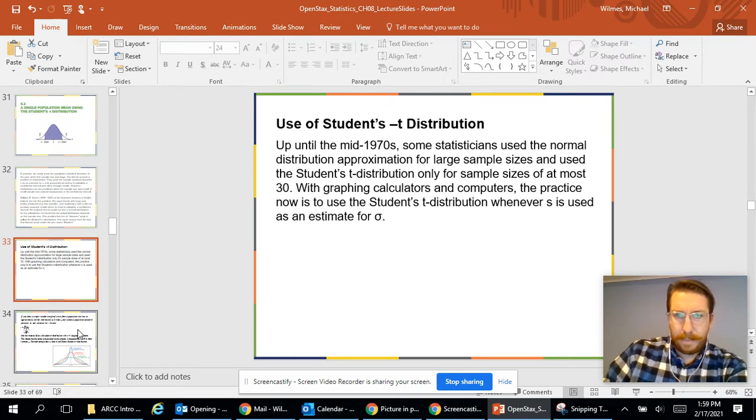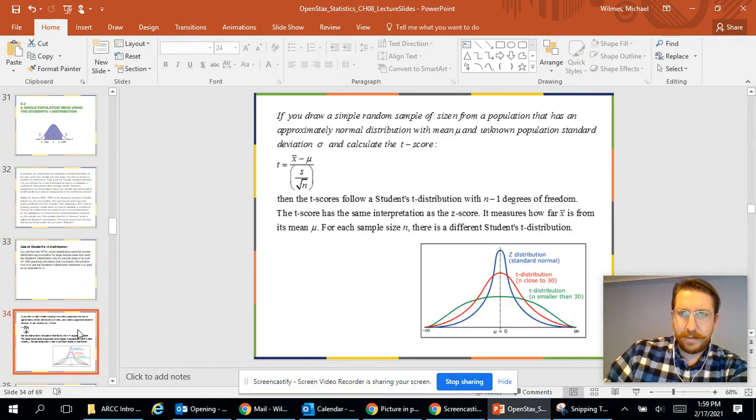All right, so there we go. Let's talk about where this is used. Here we have our normal distribution curve, the blue curve. Then we have our t-distributions. Notice we have two different t-distributions shown here. The red one is when n is close to 30, and the green one is when n is smaller than 30. Notice when our sample size gets to be smaller than 30, our curve tends to be much flatter.